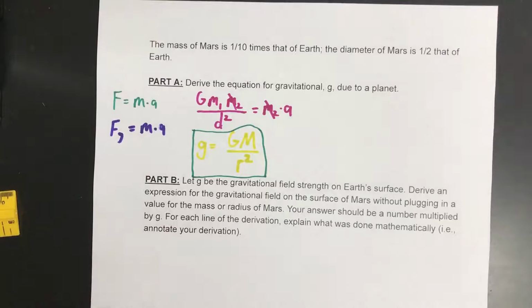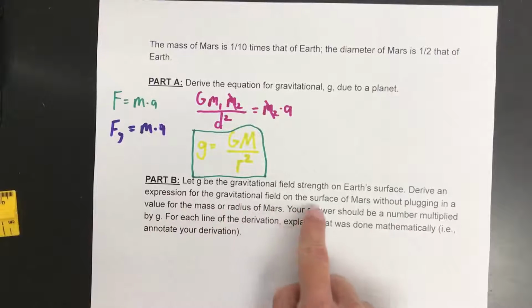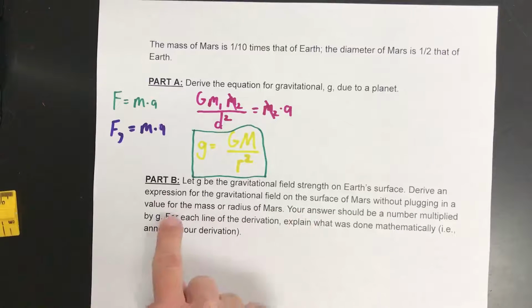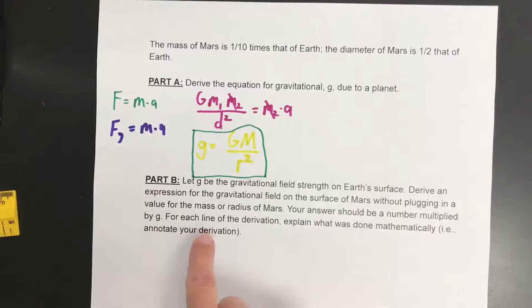So next, in part B, they say let g be the gravitational field strength on Earth's surface. Derive an expression for the gravitational field on the surface of Mars without plugging in the value for the mass or the radius of Mars. Your answer should be a number multiplied by g. For each line of the derivation, explain what was done mathematically. In other words, annotate your derivation. Well, I'll just explain that part here.